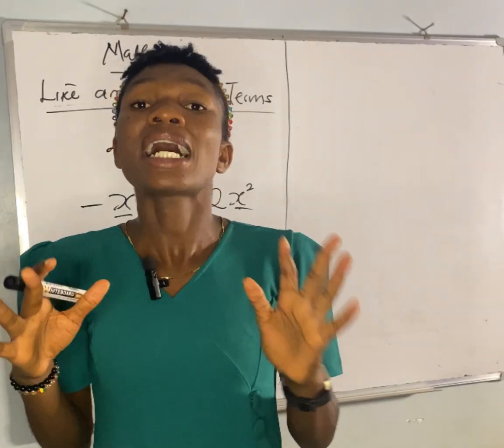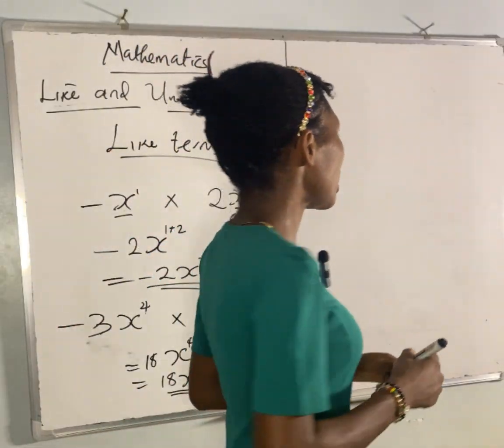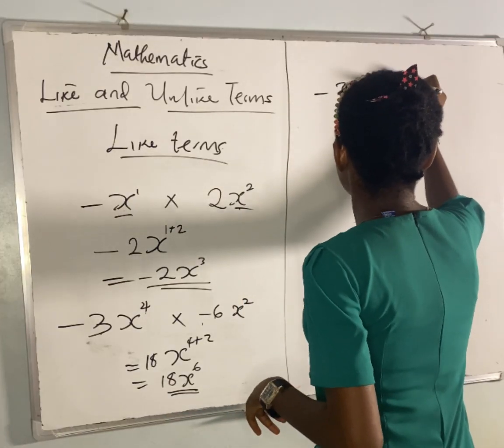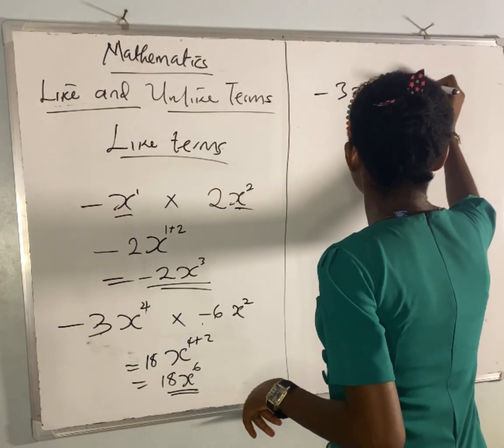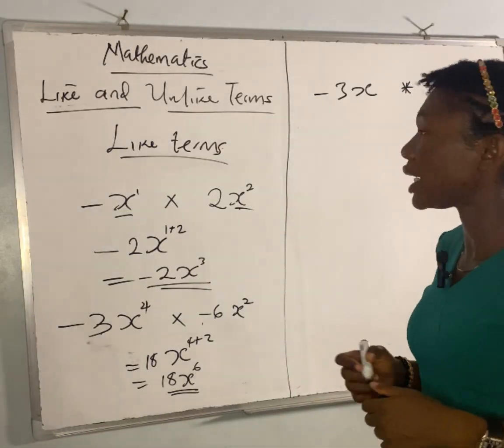No, you only add variables together when you are multiplying, and those variables are like terms. When multiplying unlike terms, for example, we want to multiply minus 3x by minus 6y. These are unlike terms. How do you multiply them?